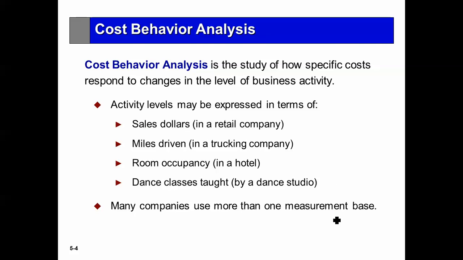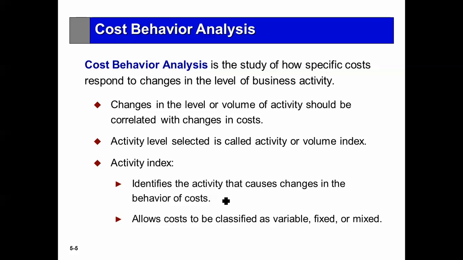Okay? Now, when we talk about behavior analysis, we talk about how costs respond to changes in the level of business activity. Now, when we talk about activity, we have to be clear. Are we talking sales? Are we talking miles driven, room occupancy? Whatever the activity, we're going to look at if the activity doubles, does the cost double? Does it change in direct proportion, or does it not? In the study of how specific costs respond to changes, we look at the level or the volume of activity. And the activity level is called the volume index, and we measure costs related to that.